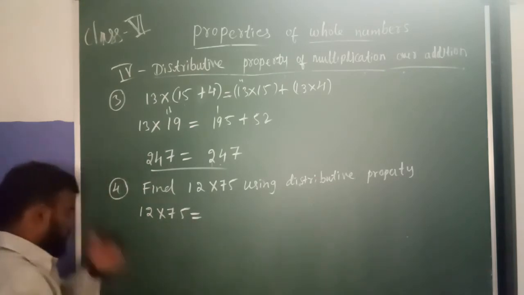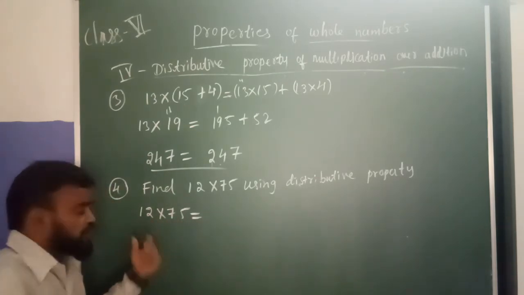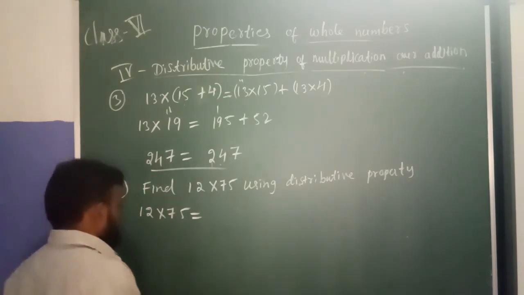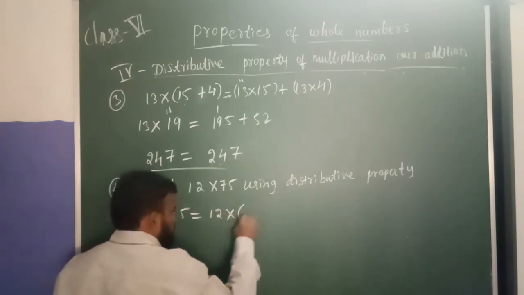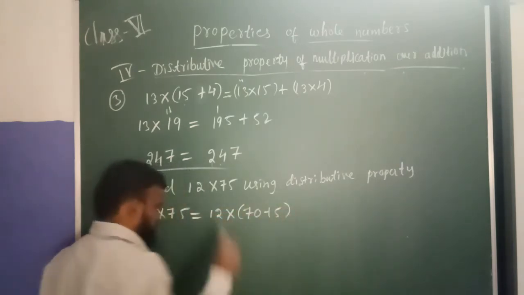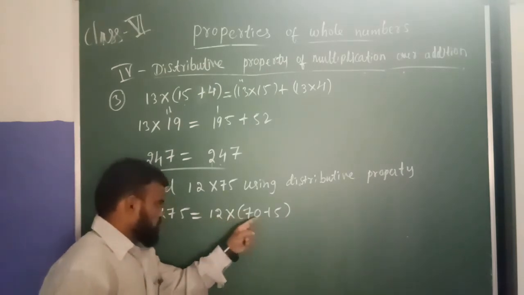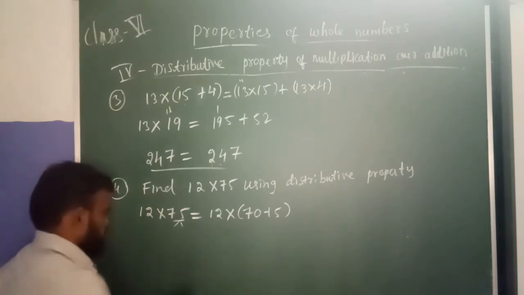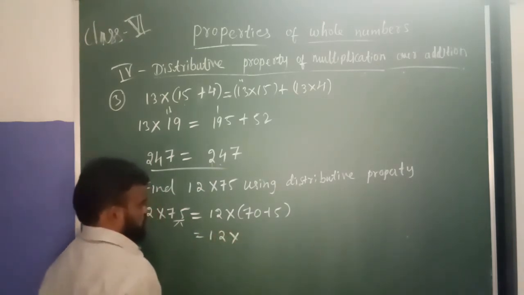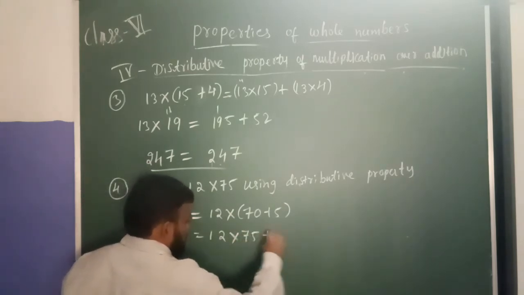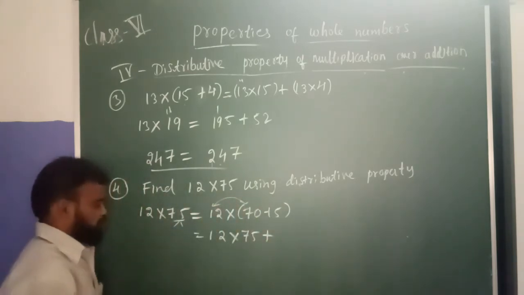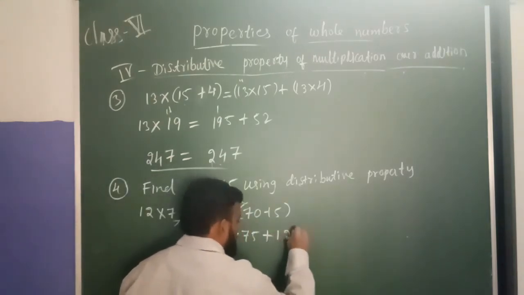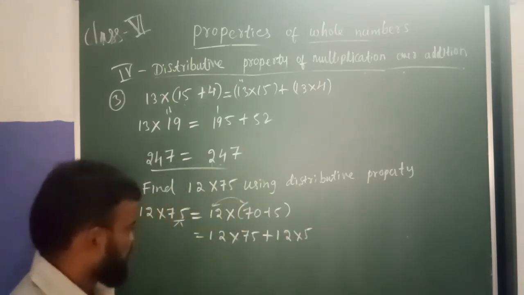12 into 75. Now I can split the value of 12 or 75. I can open it, see: 12 into 70 plus 5. Did you understand? 12 into 70 plus 5 is 75. I have split it into two parts. This into this I have multiplied according to the distributive property. This into this I have multiplied. After that plus 12 into 5. This is 12 into 5.